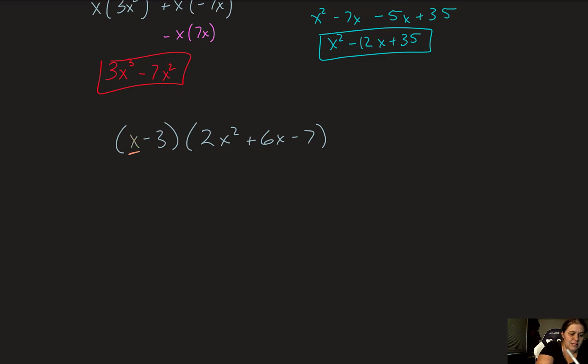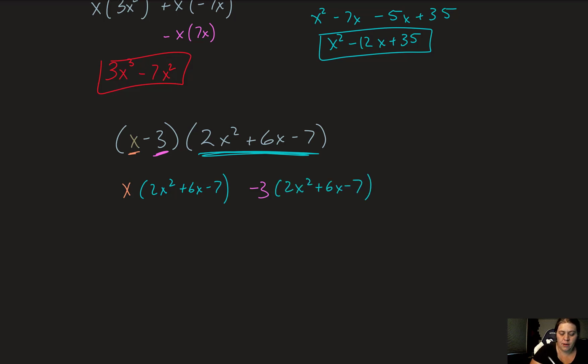So we're going to take this guy as our first one, and this guy for our second, and I'm just going to underline this whole thing in blue. So we're going to have x times 2x squared plus 6x minus 7, and then we have minus 3 times 2x squared plus 6x minus 7. I really, really like multiplying and distribution. It's fun stuff.